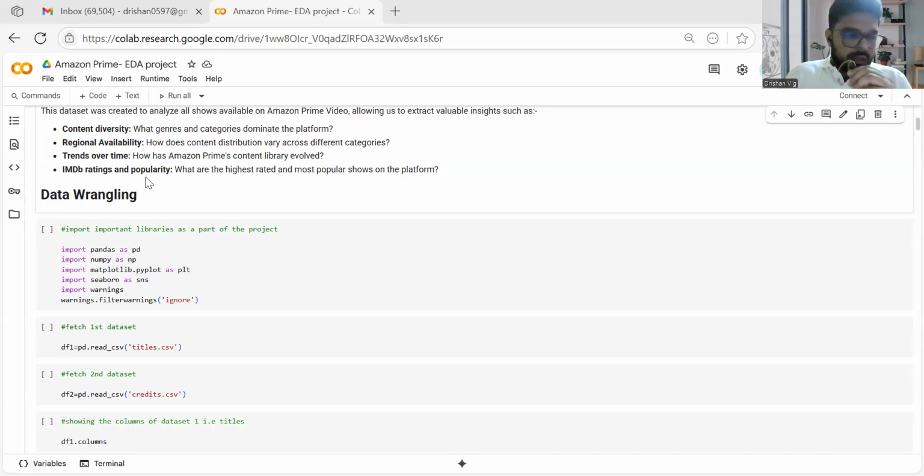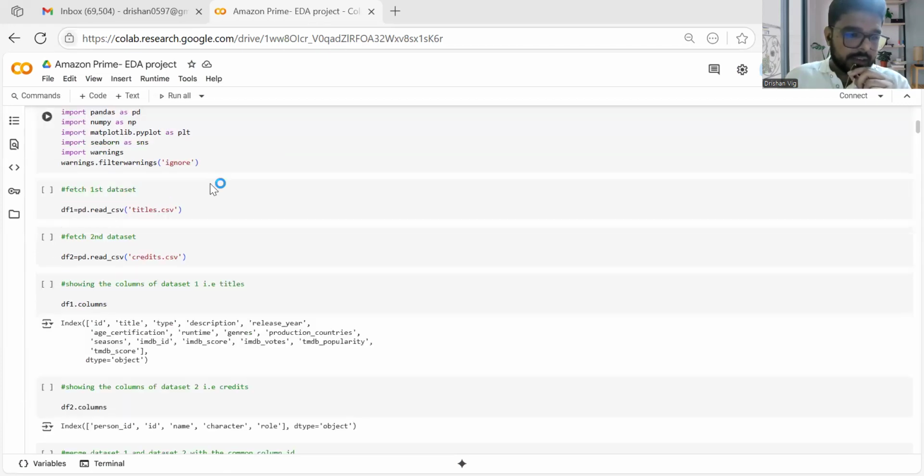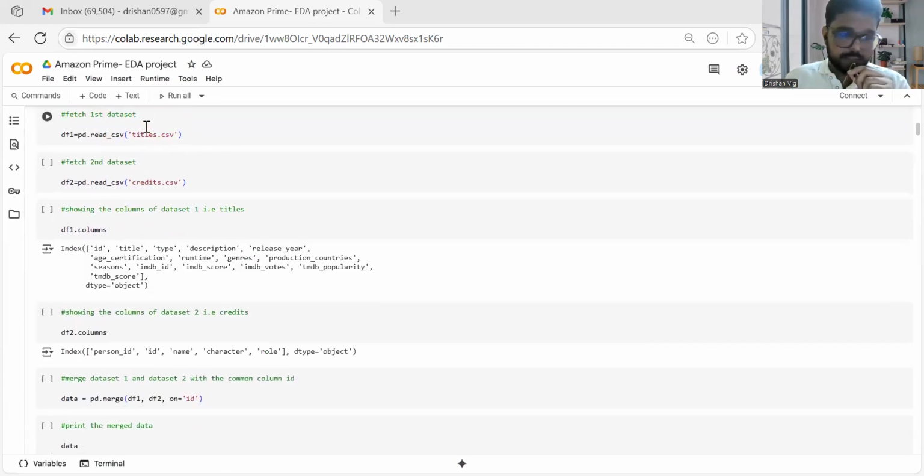Further, let's come to the data cleaning part. Before moving ahead with the data cleaning, it's important to import our main libraries. So we import Pandas, NumPy, Matplotlib, and Seaborn for the data visualization part. Then comes fetching the data sets. As I told you, there are two data sets: the first one is title.csv and the second one is credit.csv. So we fetch both of these data sets.